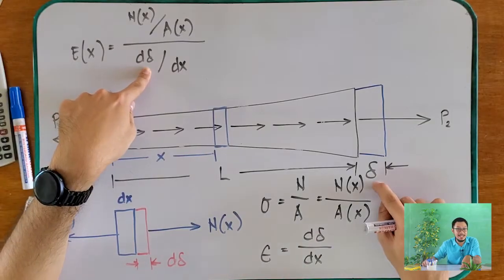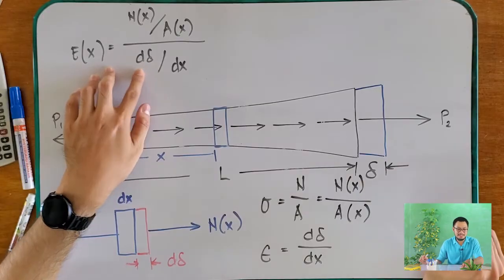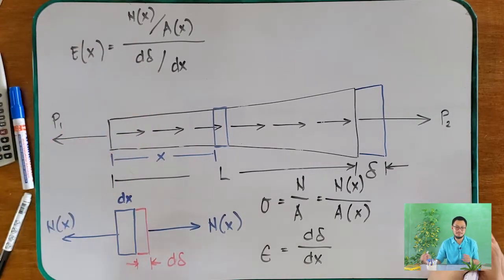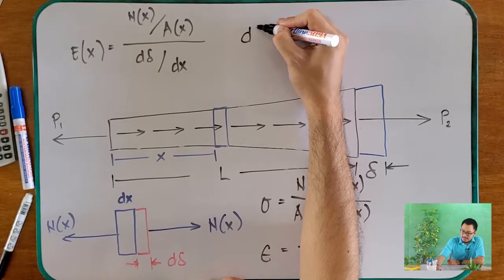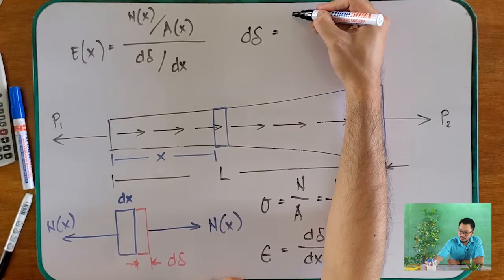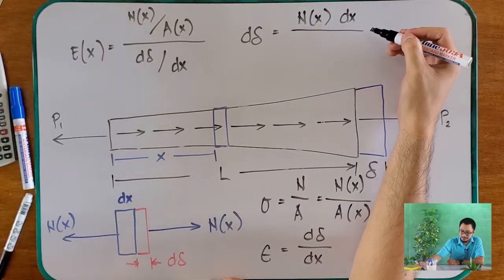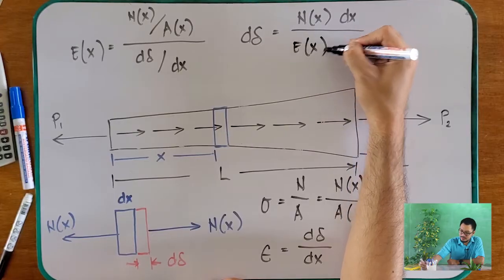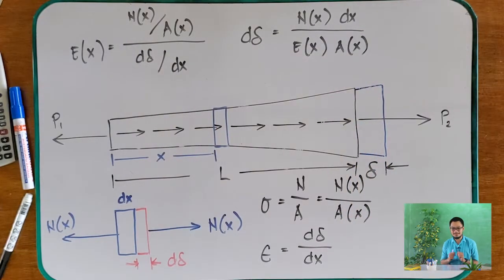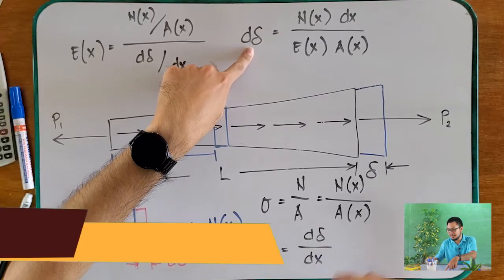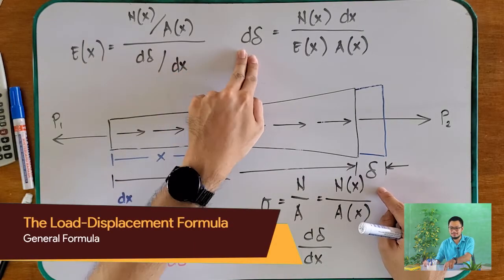And what is the goal of our lesson today? Our goal is to know the delta. So the delta is this, right? So we have to transfer this delta to the left of our equation and then manipulate the equation. So, what will happen? d delta is equal to N(x) dx over E(x) A(x). So now, how do we get our total deformation if we have a differential?